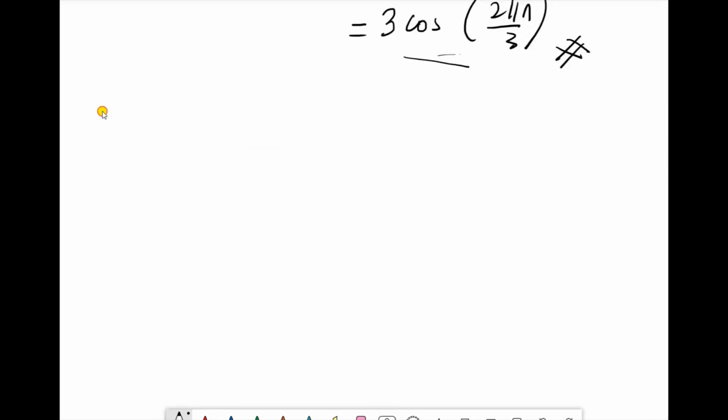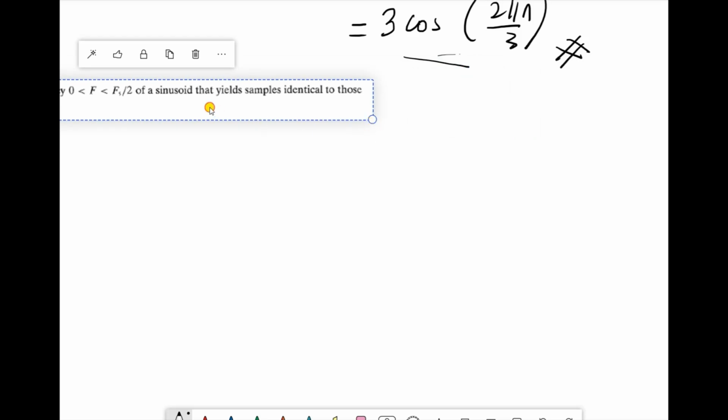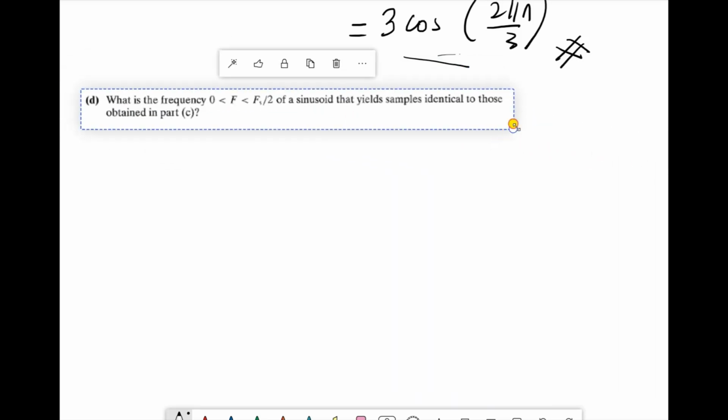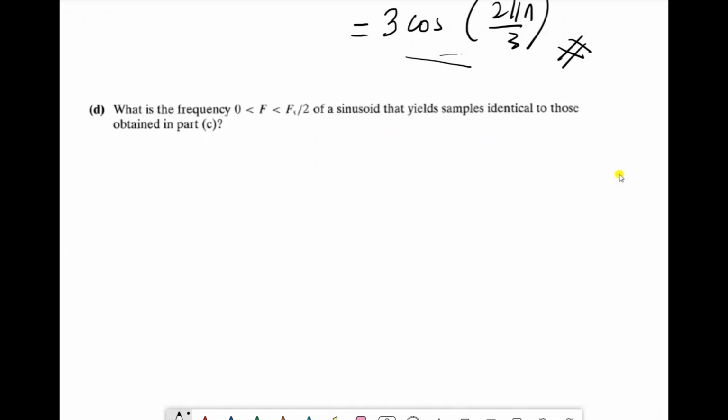Okay, so for question D, I'll just copy and paste this question. What is the frequency F of a sinusoid that yields samples identical to those obtained in part C? Meaning that the question asks for an analog signal that can give you the identical discrete time signal that we have obtained in part C.